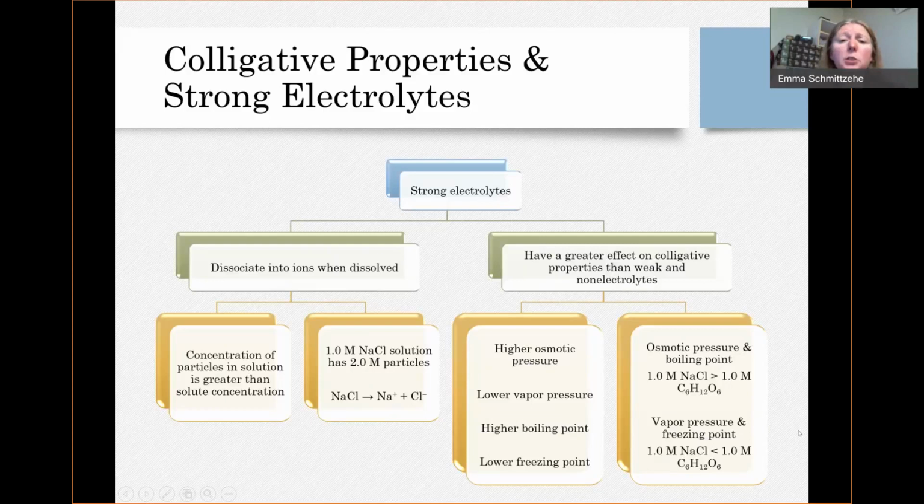Okay, so that's the basics of colligative properties. As I said, we're not going through a bunch of calculations, you should understand the basic relationships. The general idea is that these properties increase or decrease when we add solute, and the more solute you add, the bigger the impact is.